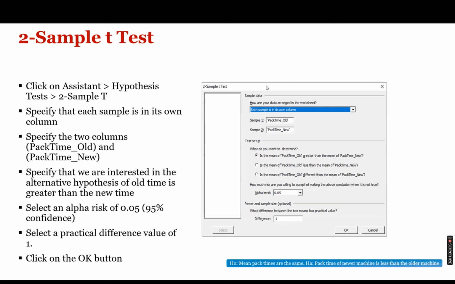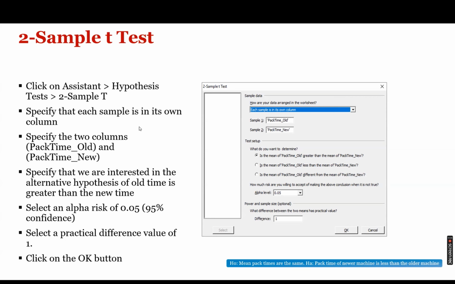Now, the steps of doing this are very well explained over here, which I did not repeat, because we have to prove that the pack time new is faster than the pack time old. So here we have selected this option: is the mean of pack time old greater than the mean of pack time new? As obvious. Based on all the inputs, for sample one and sample two we have selected pack time old and pack time new, and the hypothesis testing we select from the Assistant and Hypothesis Test menu. Because it is tested on an average between two sets of data, we select two sample t-test.